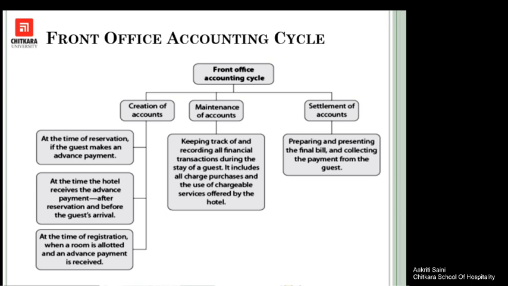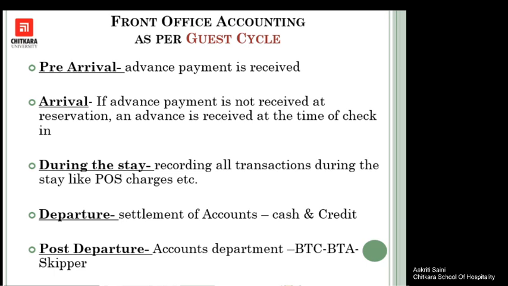Also, similar to this, we have the front office accounting cycle as per the guest cycle. So now the guest cycle, like we know, is divided into pre-arrival, arrival, during the stay, departure and post-departure. Now pre-arrival will be at the time of reservation when an advance payment is received. Arrival, as you all know, when the guest comes to us for the registration, is the arrival stage. The guest pays us a certain amount.